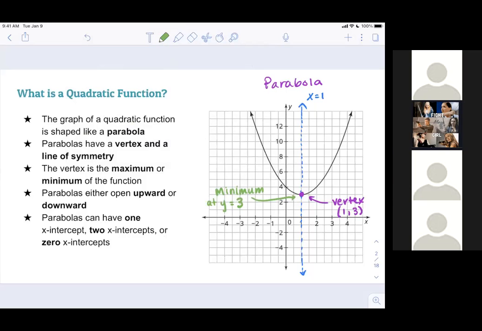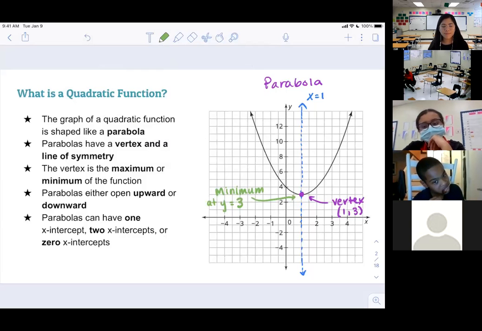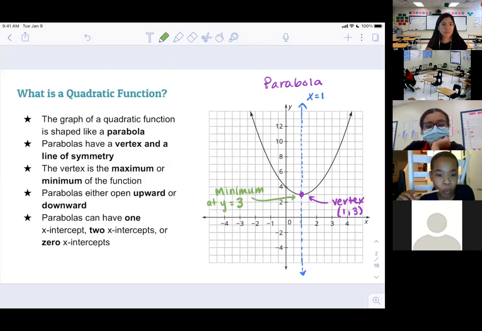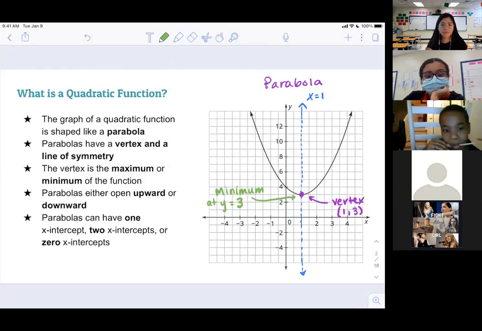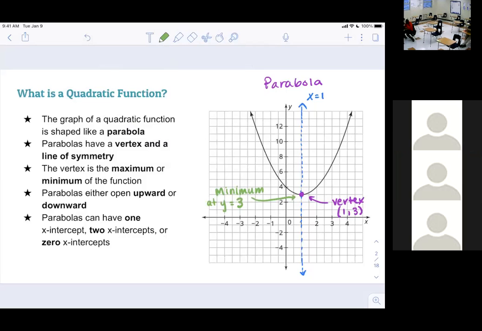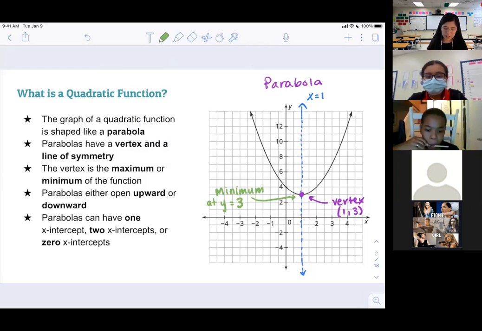Samaj. No? Anyone? Parabolas either open upward or downward. Good. And in this case, are we opening upward or downward? Upward. Opens upward. And then finally, I'll give it to you, Tyrone.